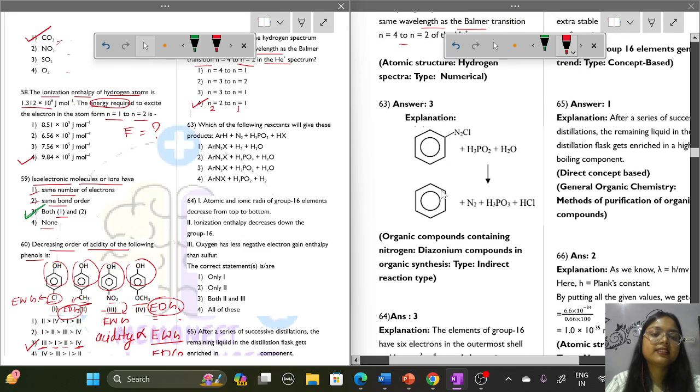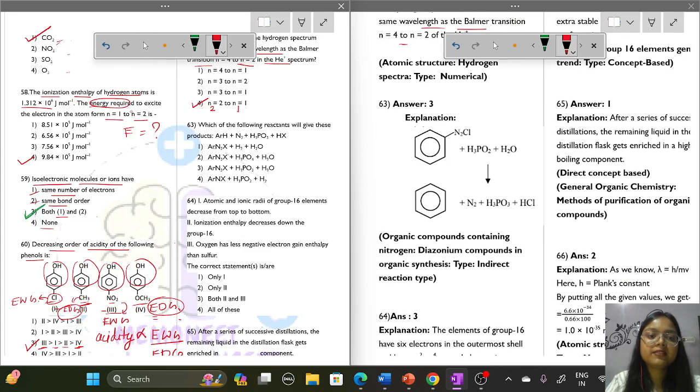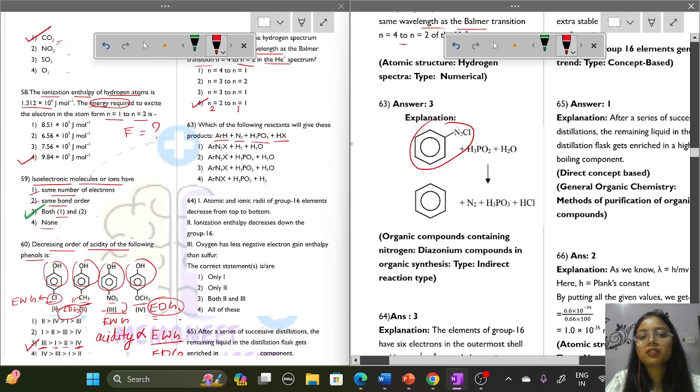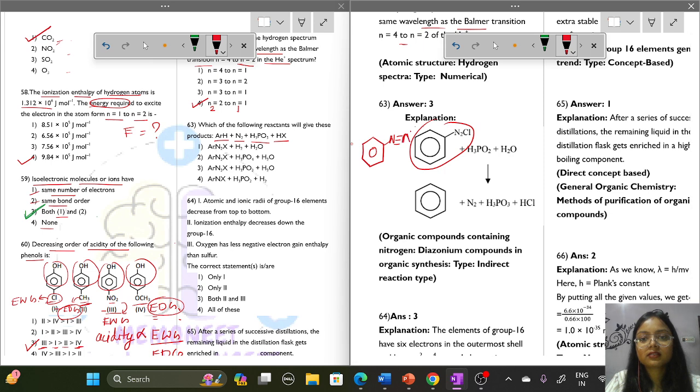For question number 63, which of the following reactants will give the products ArH plus N2 plus H3PO3 plus HX? Which of the following will give the product? Here, what is the name of this compound? It can also be drawn as this compound, which is known as benzene diazonium chloride.